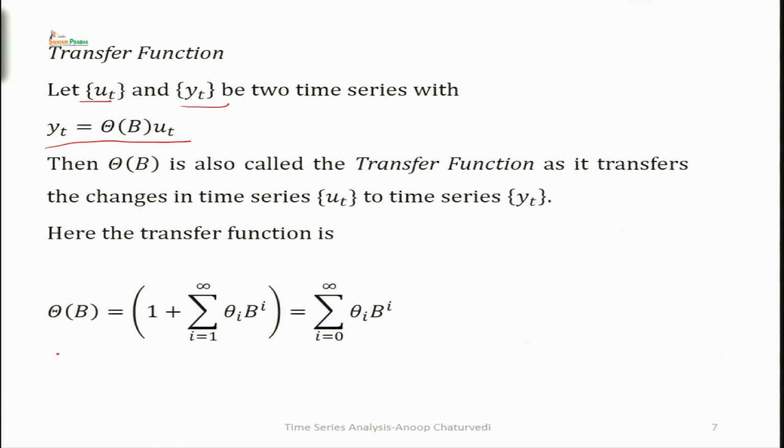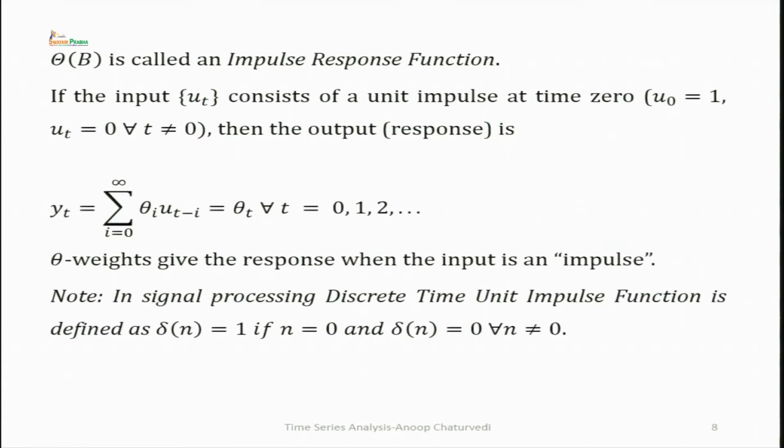And so, here the transfer function theta B is an infinite degree polynomial in B, summation i equal to 0 to infinity theta_i B to the power i. Theta B is also called an impulse response function. The input u_t consists of a unit impulse at time 0, means suppose u_0 is equal to 1 and u_t is equal to 0 for all t not equal to 0.